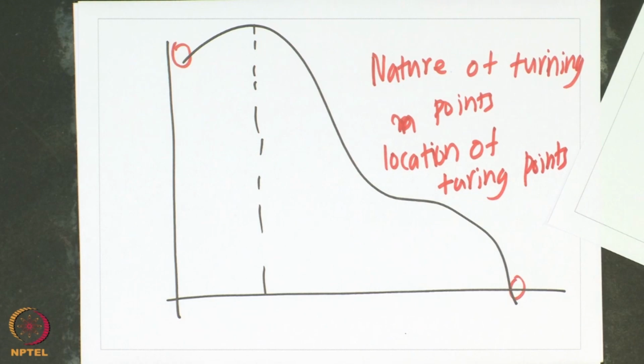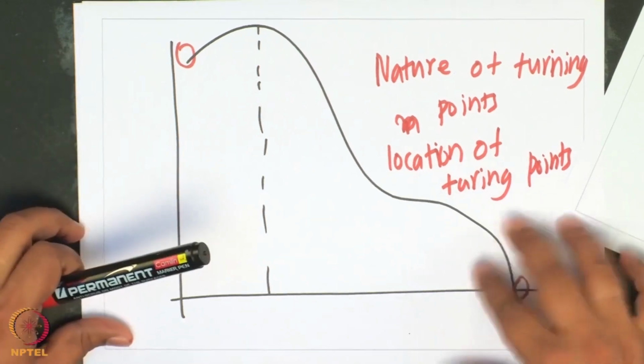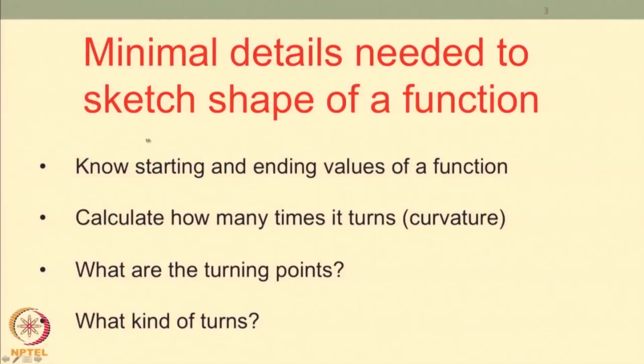If you know this kind of stuff, we would be able to draw different curves. So, now let us take some example. These are the minimal details that you would like to know. Know the starting and ending values of a function; it is important to know this. Calculate how many times it turns, which is essentially the curvature. What are the turning points, and what are their locations? What kind of turns are they? Are they maxima or minima? These are the details that you would want to know.